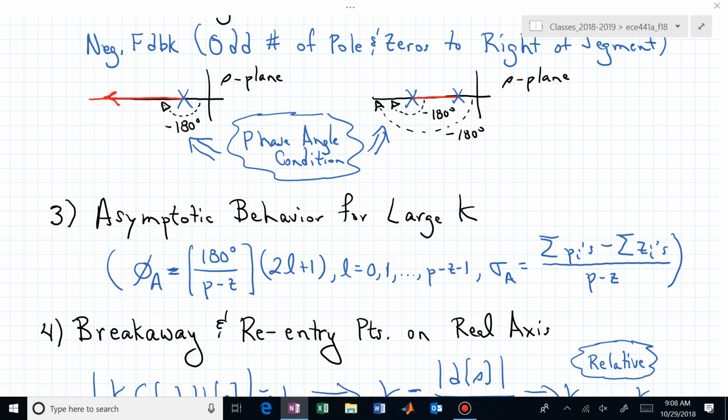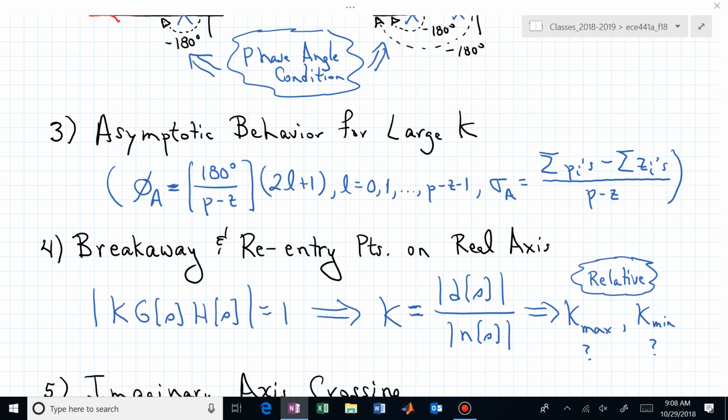Number 3 is the asymptotic behavior. We're trying to draw straight lines that are guides or asymptotes to the way that our root locus branches behave, and those are given by some odd multiple of this fundamental angle. The fundamental angle is 180 divided by the pole zero excess, or P minus C. And where we locate those angles from the centroid is based on the sum of the poles minus the sum of the zeros divided by that pole zero excess.